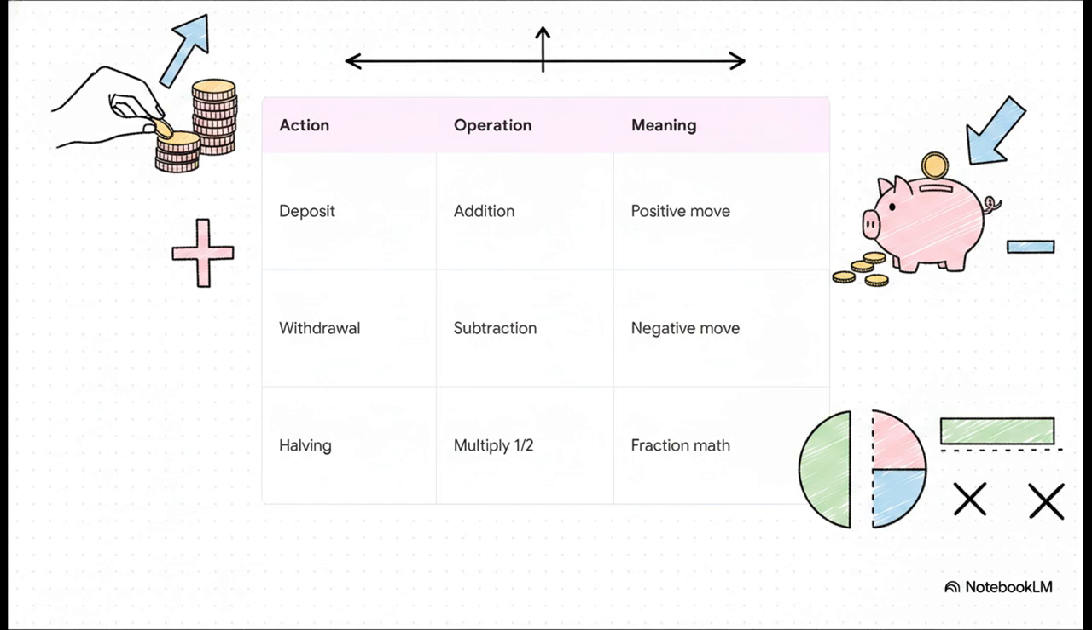What's super cool about this is how we can map those abstract rational numbers directly back to concrete actions. When you make a deposit, you're performing positive addition. On a number line, you can think of this as moving a distance in the positive direction. When you get hit with a withdrawal or a fee, well, that's negative subtraction, moving a distance in the negative direction. And when you decide to only deposit half of a gift, you're multiplying by a fraction. Translating these everyday words into math operations, that is the real secret to mastering 7th grade math.